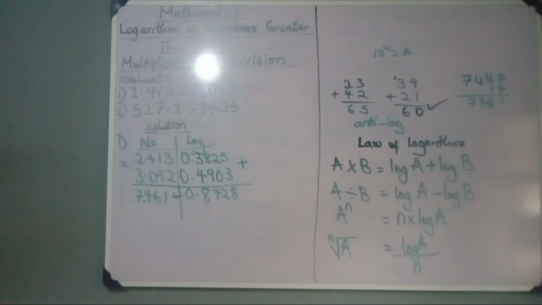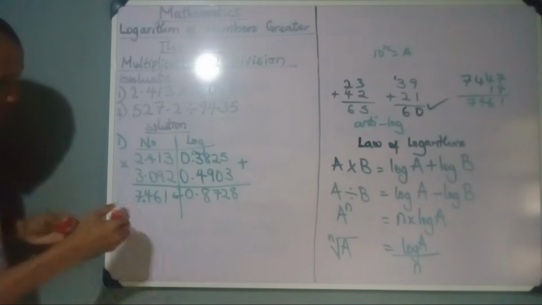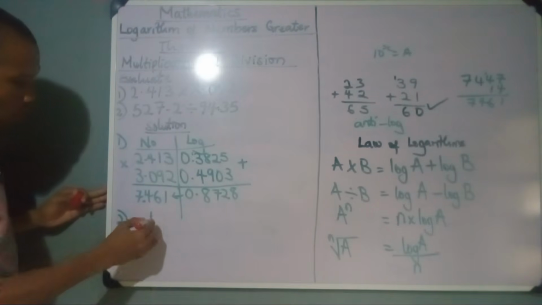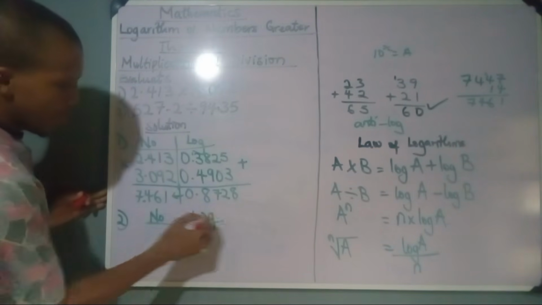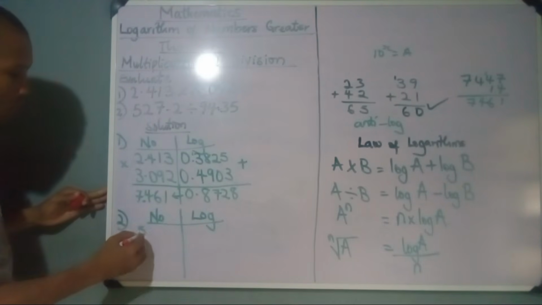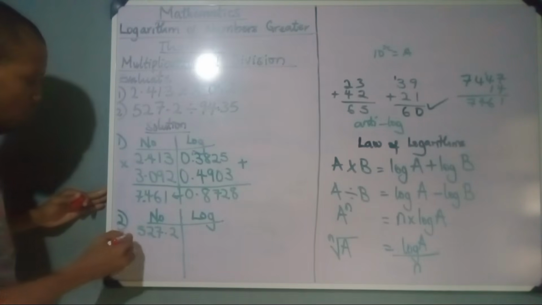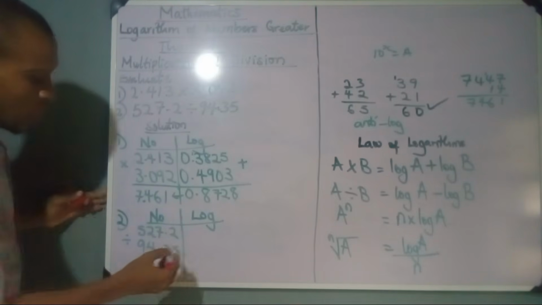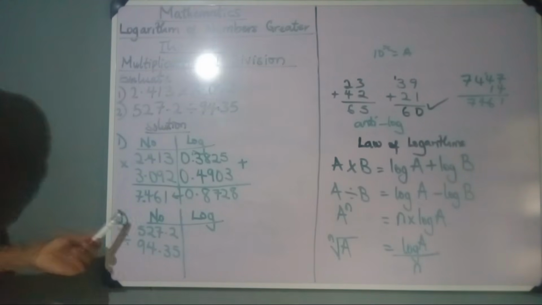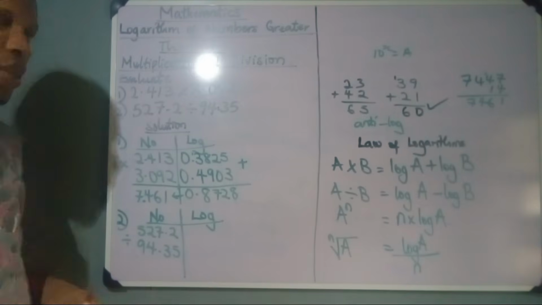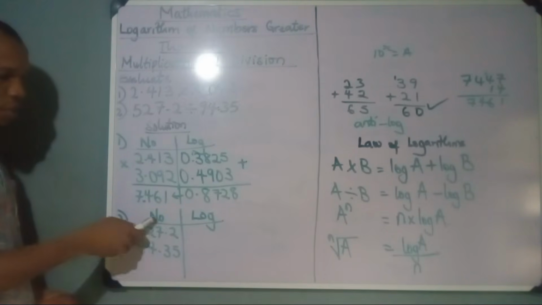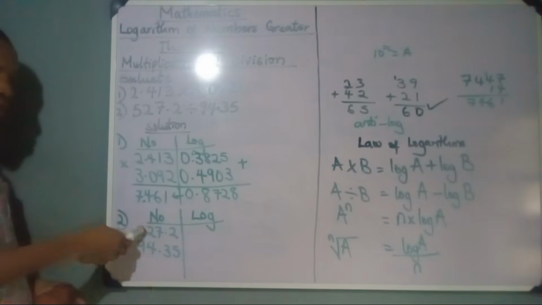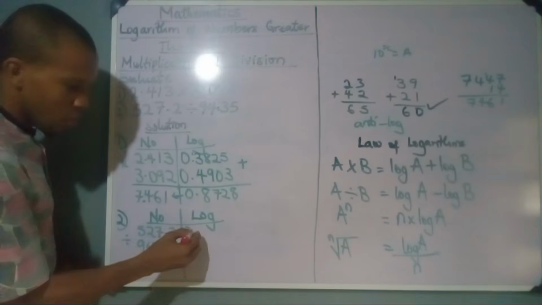Okay, very good. Now, the same thing can be applied here in question number 2, where we have the numbers and we have the log. Here the two numbers are 527.2 divided by 94.35. So let's find the log of these numbers. 527.2, what should be the characteristic? If you write it in standard form, we are going to be moving this decimal 2 places from the right. So the characteristic should be 2.